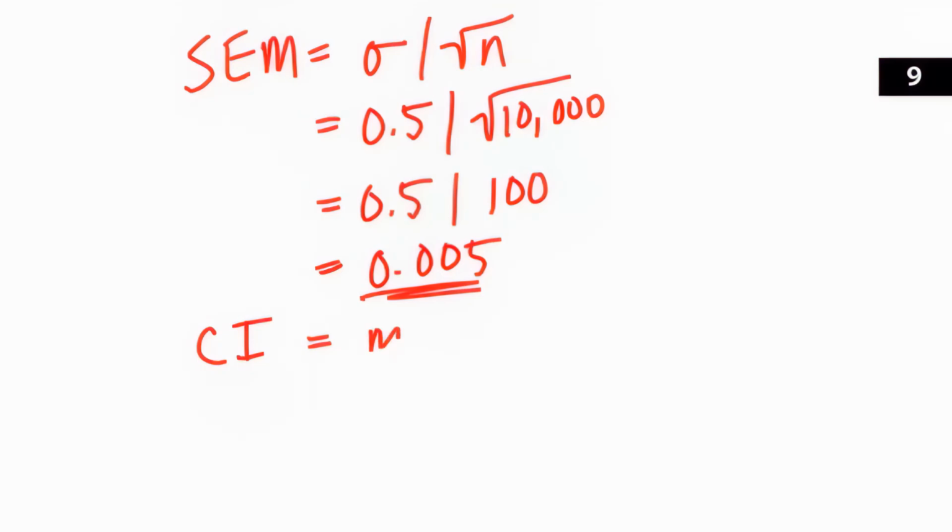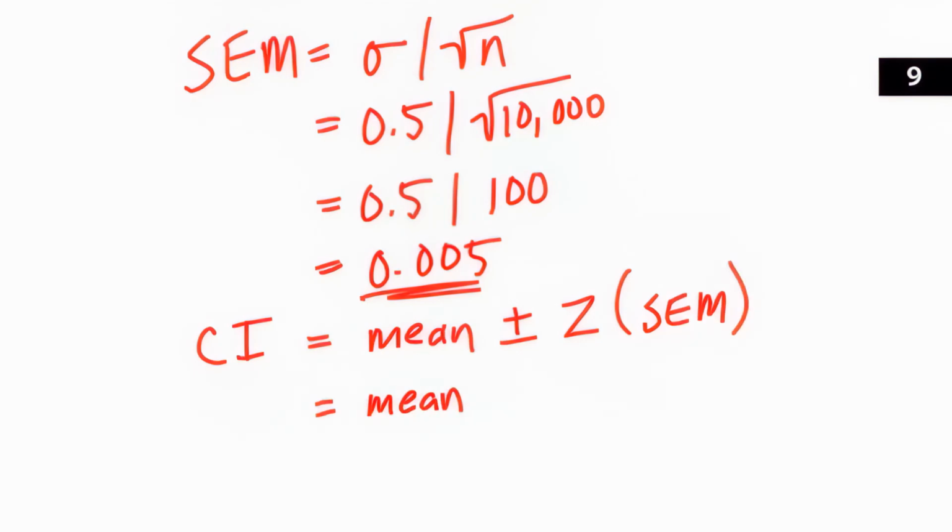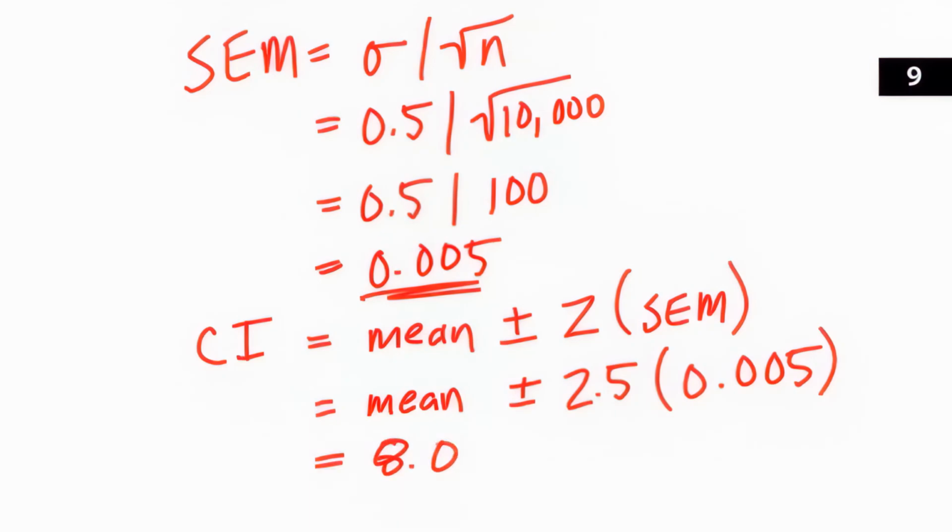So go back over your equation for confidence interval. We're given the mean, and now we have the standard error of 0.005. And for a 99% confidence interval, the z is approximately 2.5. So z times SEM is 2.5 times 0.005, which is 0.0125. So the 99% confidence interval would be 8 plus or minus 0.0125.